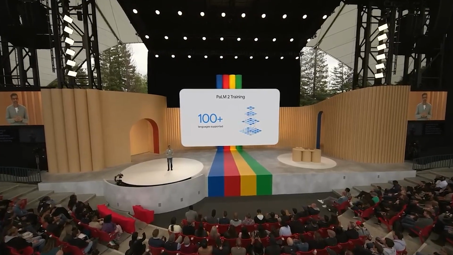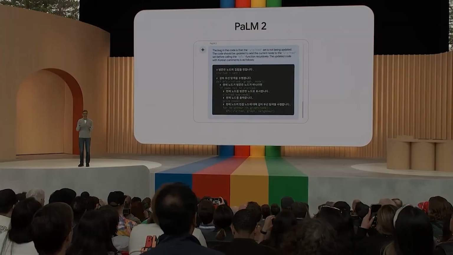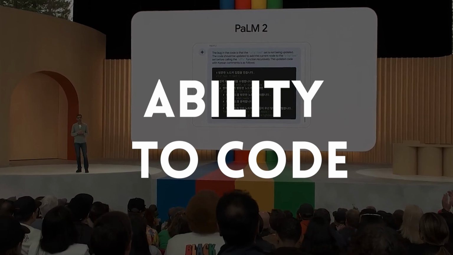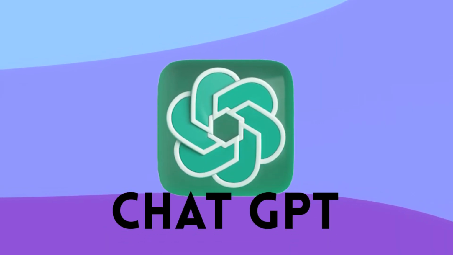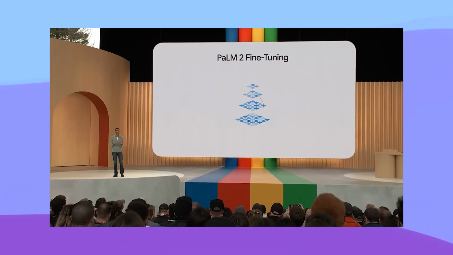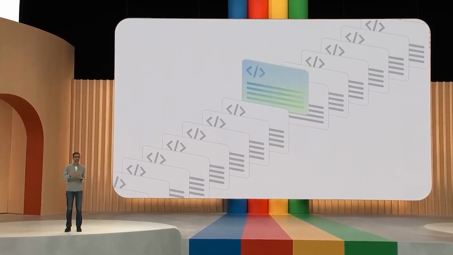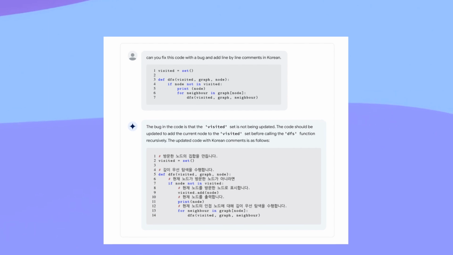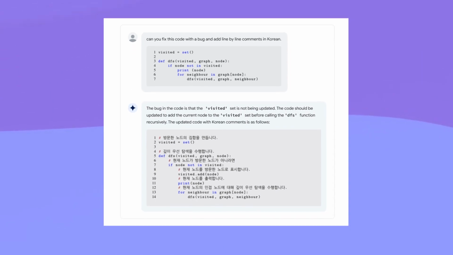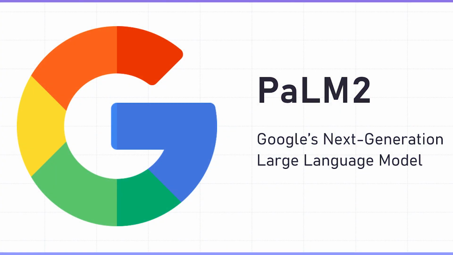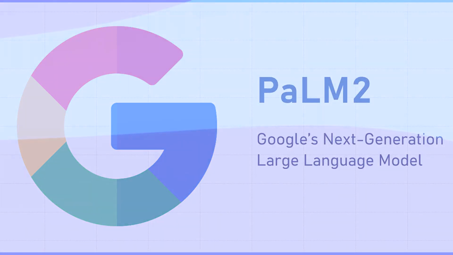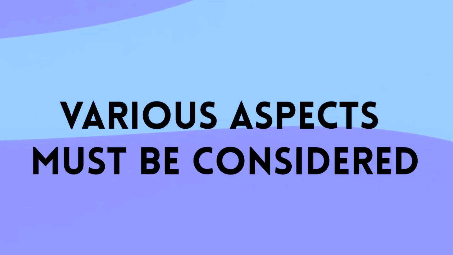One of the most impressive upgrades in Palm-2 is its ability to code. While many of us rely on chatbots like ChatGPT for coding assistance, Palm-2 takes it a notch higher. It supports coding in multiple languages, offering a more sophisticated and robust coding experience. The potential of Palm-2's coding capabilities is immense, but various aspects must be considered.